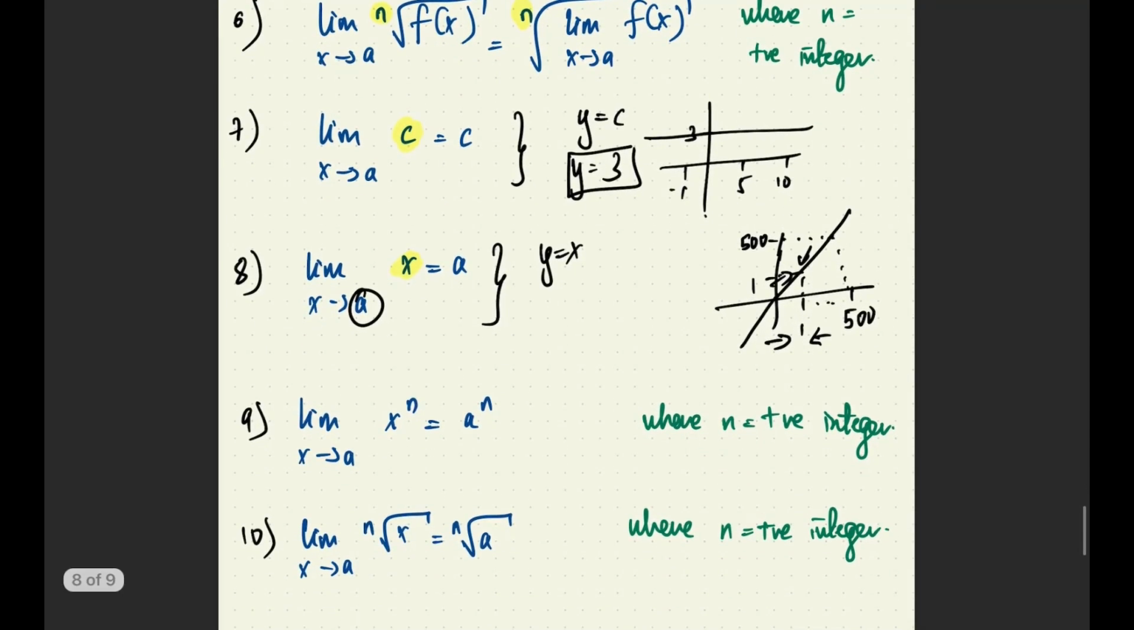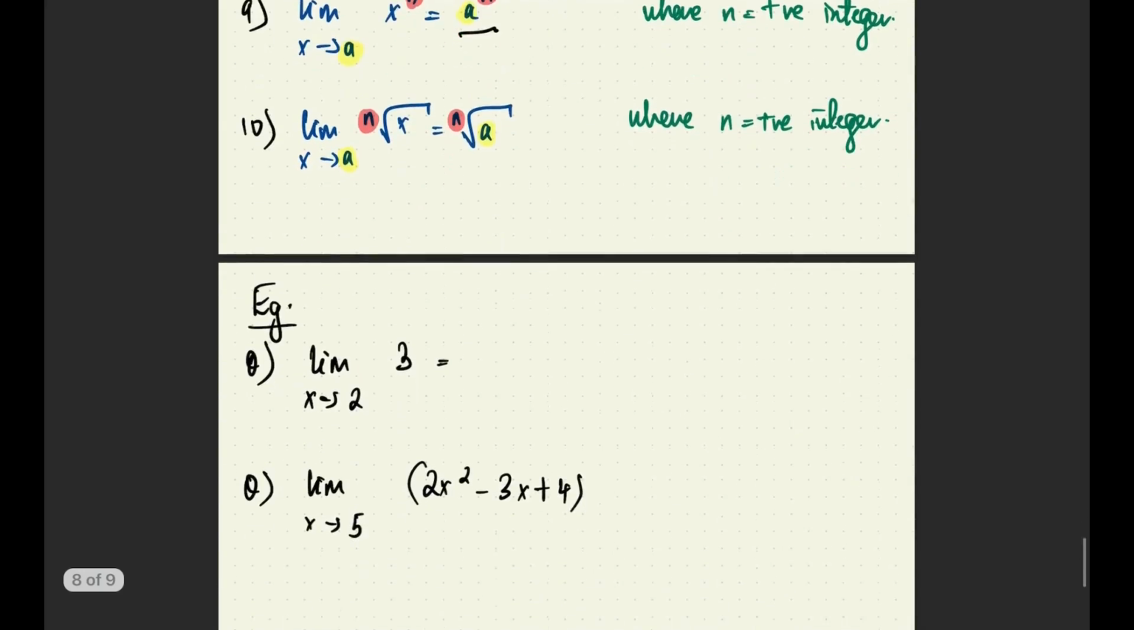So the last two are special laws. So this says that as x approaches a of the function x to the power n, the limit is simply a to the power n. Similarly, the limit as x approaches a of the nth root of x is equal to the nth root of a. Okay, so these are special limits, and you kind of need to remember how they work. And now let's go ahead and solve some questions using these limit laws.